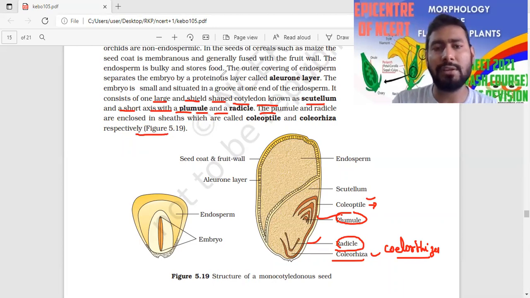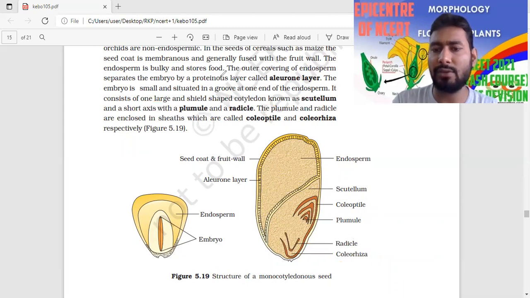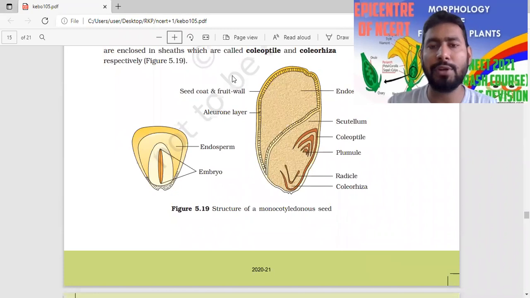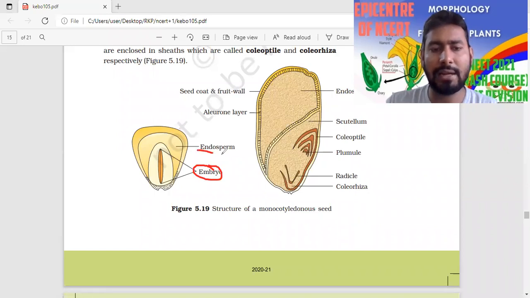So this is the story about seeds, monocot as well as dicot seeds. Now we will see one by one. This figure is also important, not too much, but a little bit. Here is the embryo and endosperm. The maximum portion in a monocot is occupied by the endosperm.